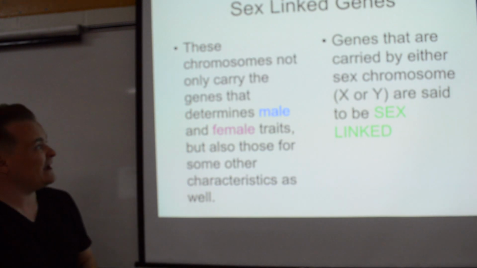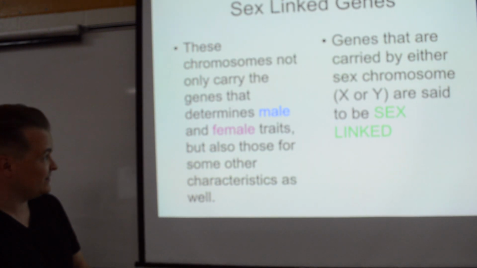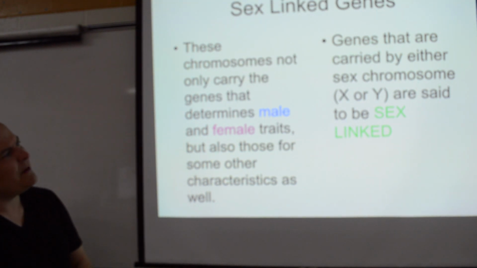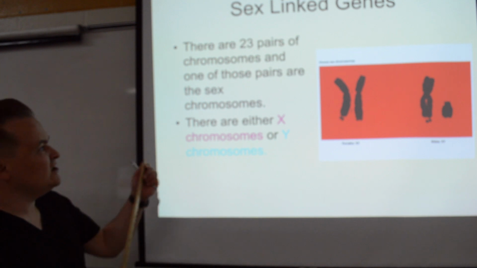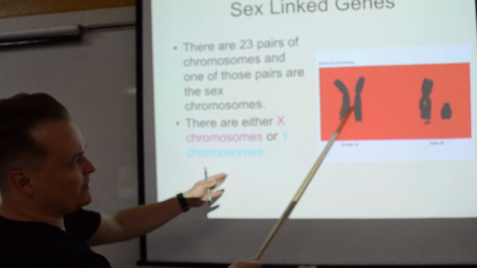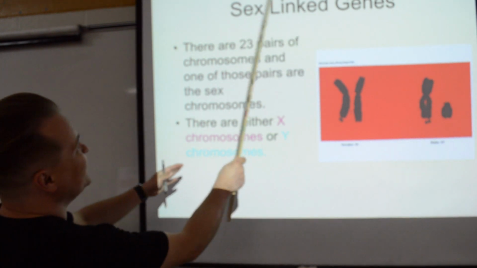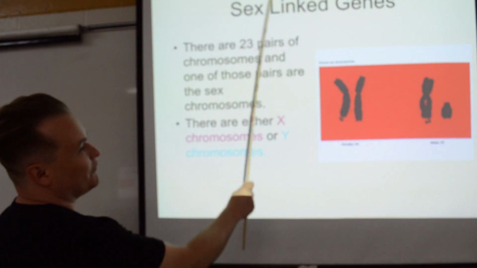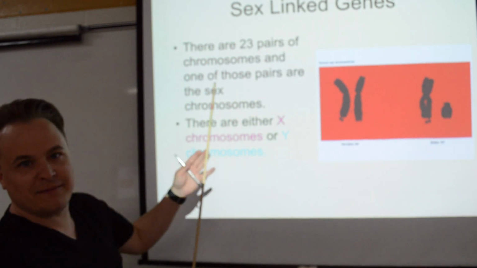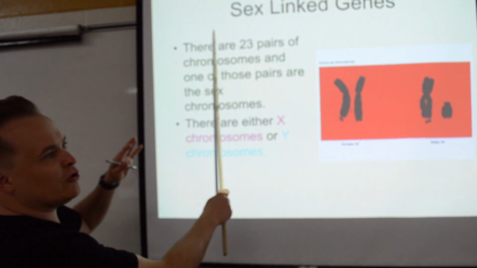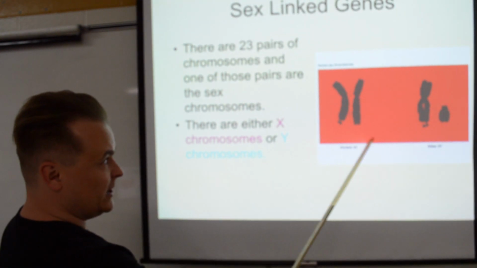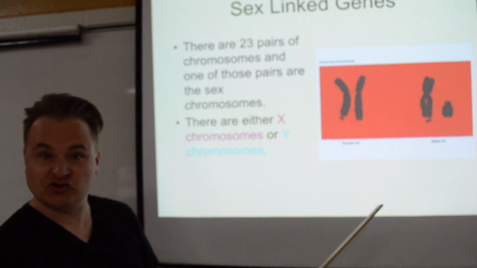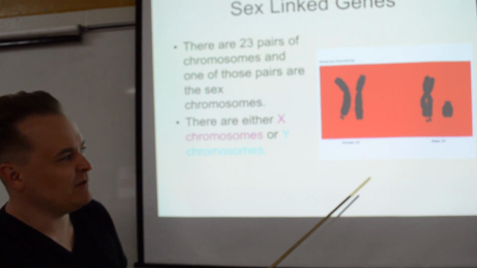These chromosomes not only carry the genes to determine whether you're male or female, but also those for some other characteristics as well. Genes that are carried by either sex chromosome, X or Y, are said to be sex-linked. Say this is the sex chromosome pair for one person, a female. She has 23 pairs of chromosomes all over in her cell. But say this pair up here, an imaginary pair, controlled eye color and height, and another one controlled hair color. Some of your traits are controlled by particular chromosomes. Do you see where this could be a problem if you're a man?